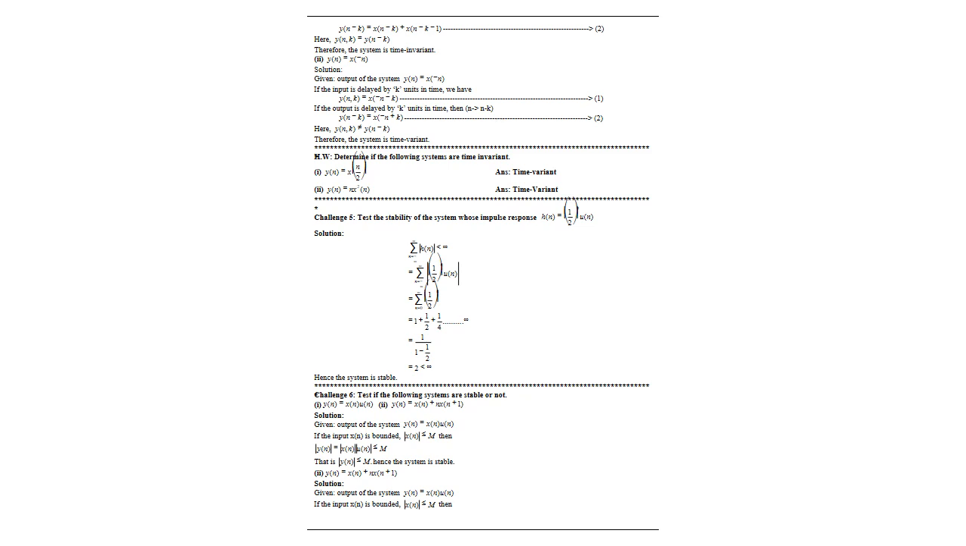Next question is y of n equal to x of minus n. Here the input is delayed by k units, so y of n comma k is equal to x of minus n minus k. Next, the output delayed by k units: y of n minus k is equal to x of minus n plus k. So y of n comma k is not equal to y of n minus k. So the system is time variant.